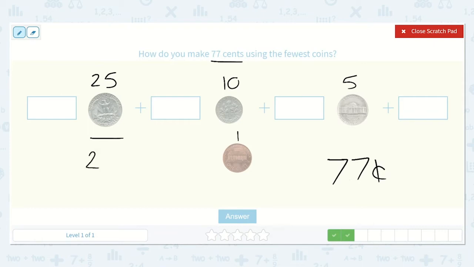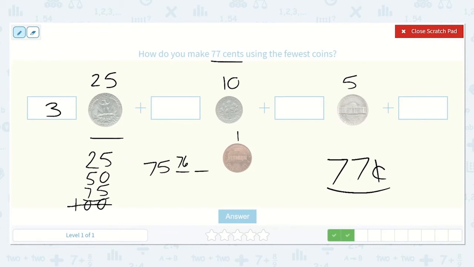Let's count by 25s. 25, 50, 75, 100, or in this case, $1. Well, I know this one is too much, so we know we can't have 4 quarters, but I see 75 is less than 77, so we can use 3 quarters and we will be at 75 cents. So if we are at 75, we can count by 1s until we get to 77 because I know counting by 10s would be too much and counting by 5s would be too much. So let's count by 1s. We have 75, 76, 77.